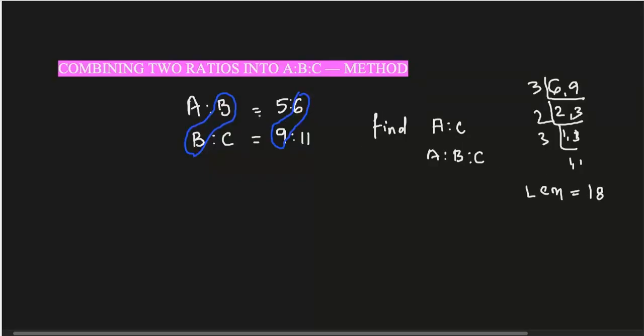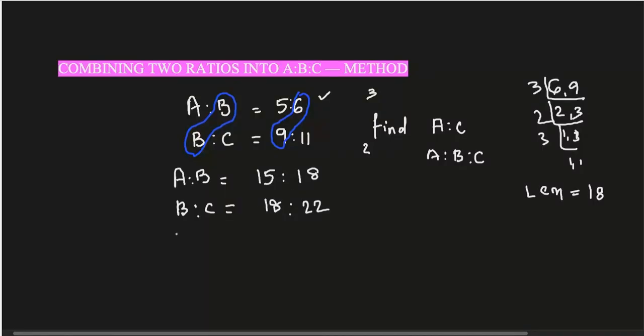How will you do that? By multiplying this by 3, by multiplying this by 2, it will become 18. However, while doing so, you have to multiply everything, the complete ratio, by the same number. So now A is to B becomes 5 into 3, 15 is to 18, and B is to C becomes 9 2s are 18 is to 11 2s 22. So now these two are same, right?